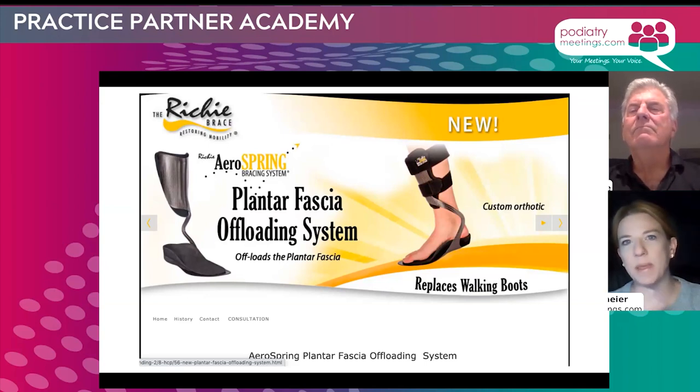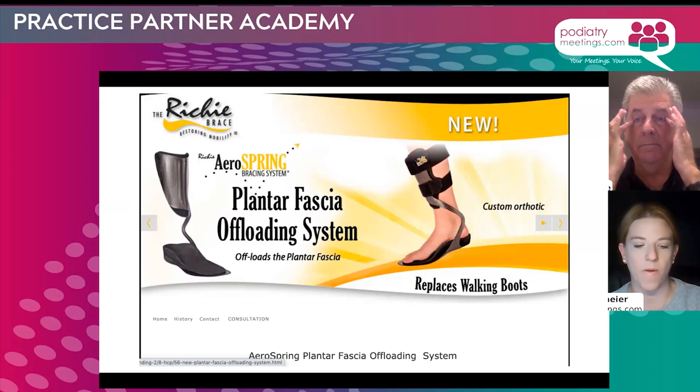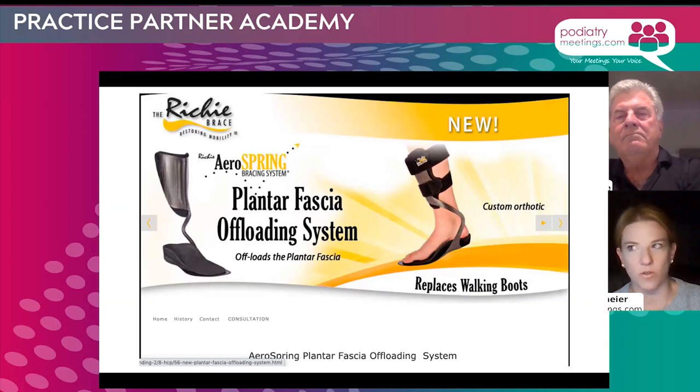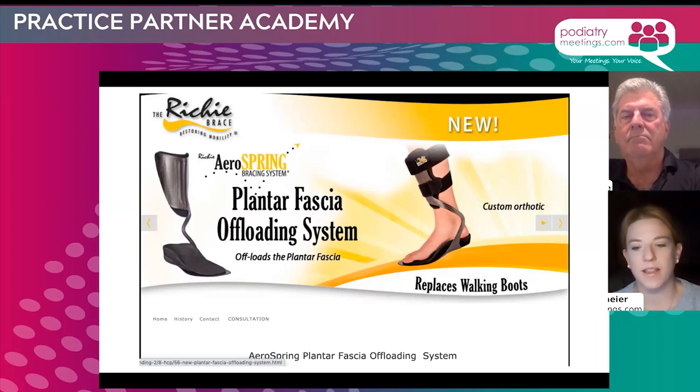For individuals, because the walking boot is such a popular and traditional protocol, and I think a lot of physicians struggle with making any change to their routine, how would you recommend making this change in their standard protocols and just biting the bullet, switching over from a walking boot to the AeroSpring?